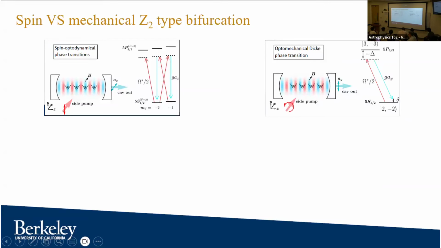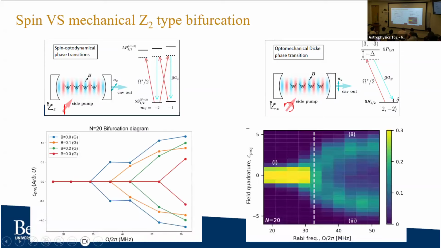I'll change topic a little bit here. We've also demonstrated the same phenomena in the mechanical model, and I won't get into the details. I'll just show that these two forking behaviors are almost exactly the same.